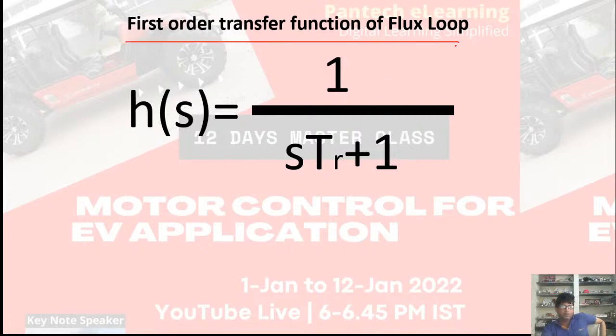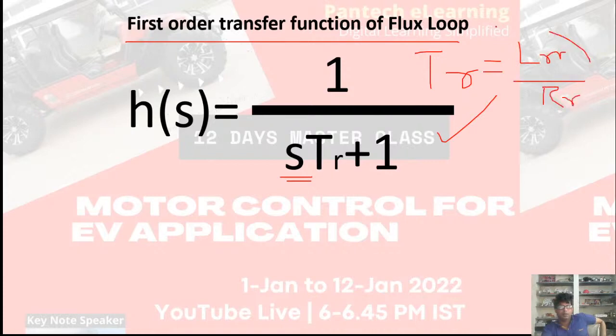So for the flux loop, the transfer function can be reduced to this. S is the Laplace operator, Tr is the rotor time constant, that is LRR by RR. Already we have that.